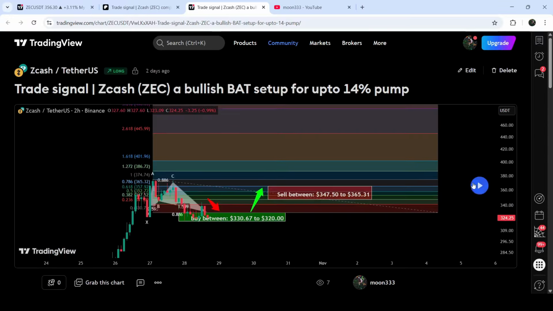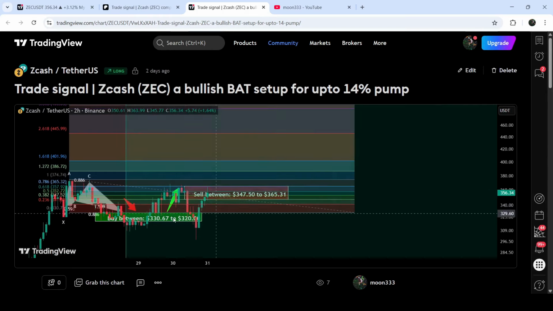And now if I play this chart, then you can see that this time the price had moved slightly down than this potential reversal line here. However, it recovered back and then it rallied to the sell target line here. And so far, it has pumped almost 15%.